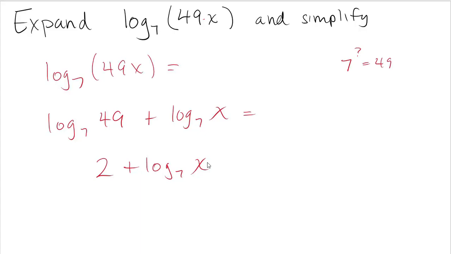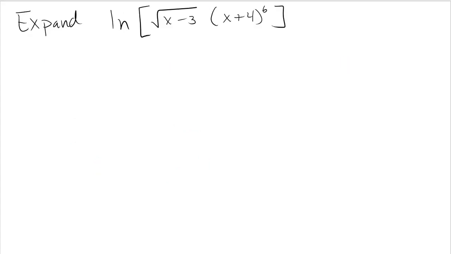You future calculus students are going to use these properties of logarithms to rewrite complicated functions for calculus purposes. Here's an example of a function where you might do that. We're going to expand the natural log of the square root of x minus 3 times x plus 4 to the 6th power. There's implied multiplication right here. See if you can use that to rewrite this as a sum. So we would start by rewriting this as the natural log of the square root of x minus 3 plus the natural log of x plus 4 to the 6th power.